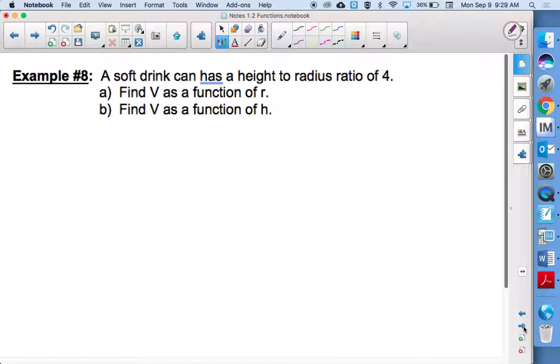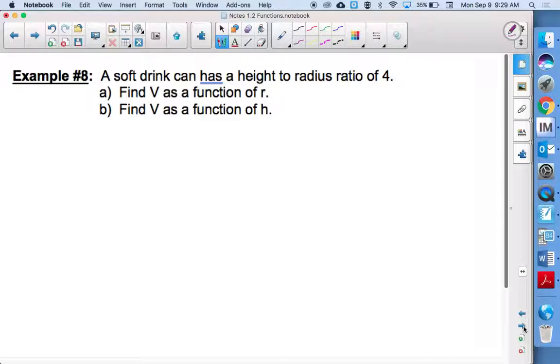So the last example on the back is a little bit of work with functions. There were only 3 domain problems last night? Maybe 4. I think there's a lot more today.